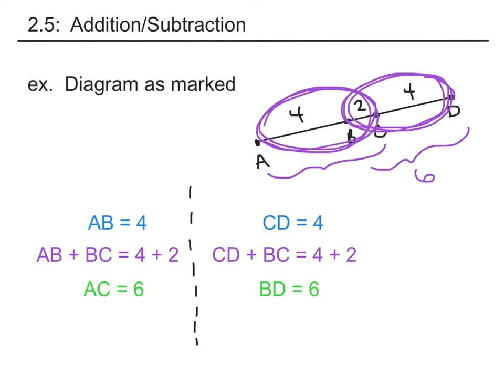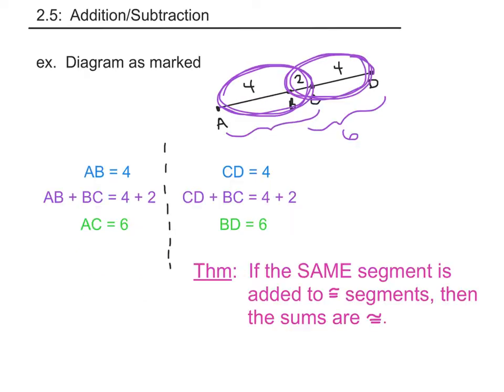How did I do that? I added the same segment. I added BC here and I added BC here. I added the same segment to both sides. All right, shrinking that down a little bit, here's our new theorem now. If the same segment, and what segment was it? In this case, it was BC. If the same segment is added to congruent segments, remember these guys were congruent up front, then the sums are congruent. So that's basically your addition property.